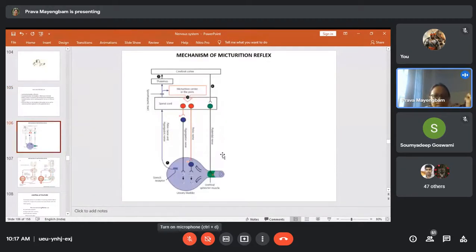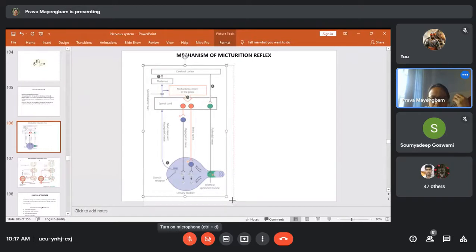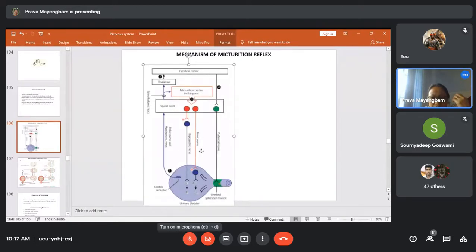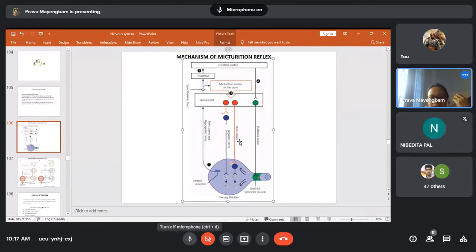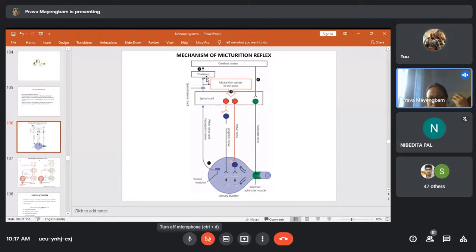Okay, you see in this picture, is it blurred? Can you see the words? What is written? It is somewhat small. I will read out for you, okay?